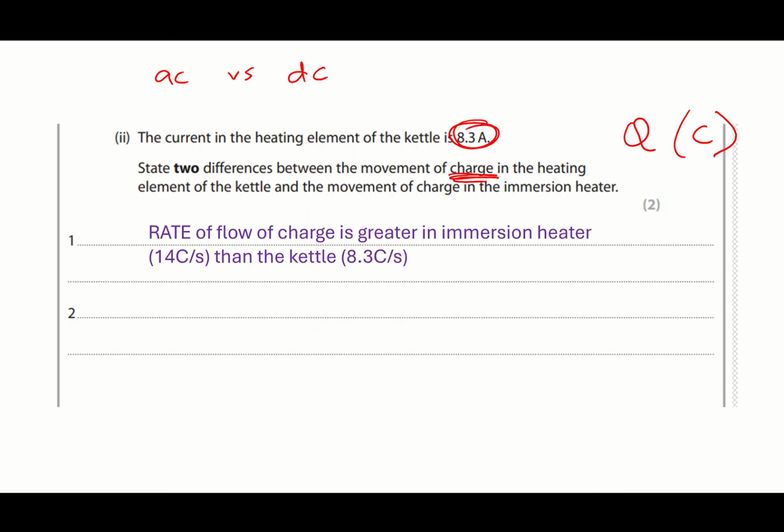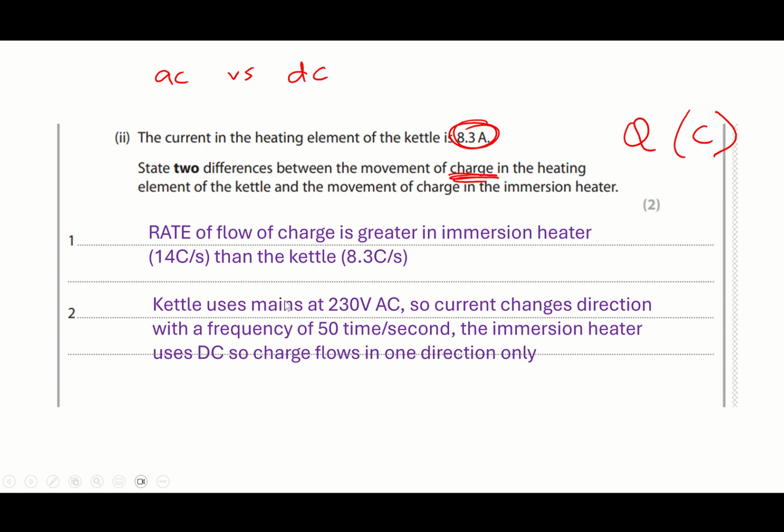So model answer, the rate of flow of charge is greater in the immersion heater, 14 coulombs per second compared to the kettle, 8.3 coulombs per second. And I could have put the amps in there. And the kettle uses mains at 230 volts alternating current, so the current changes direction with a frequency of 50 times per second, whereas the immersion heater uses DC, so the charge flows in one direction only, and that's both of those. So talk about the rate of charge, and you can see I've capitalized the rate. You've got to use that word in the mark scheme, and the other one is the direction.